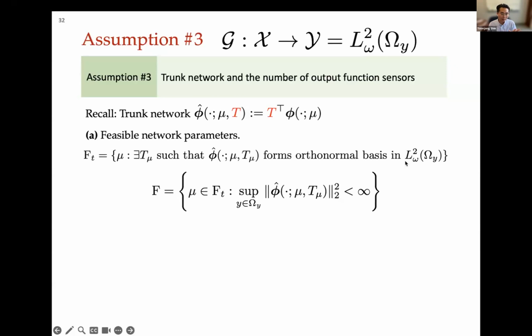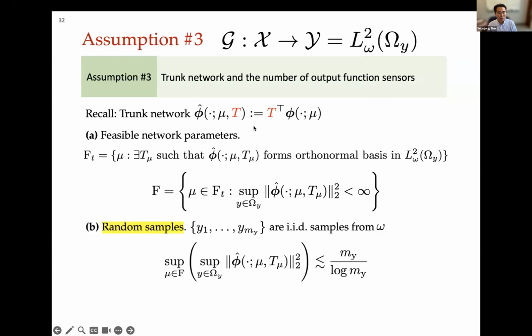Then that actually creates a certain number of orthonormal bases with respect to the given measure and the given space. And the feasible parameter space I'm looking at is the one that satisfies this relation. So given the orthonormalization, now we have n spectral bases formed by the trunk network, and their supremum of the L2 norm should be finite. And on this set I am going to search for our trunk network. So that is the first assumption.